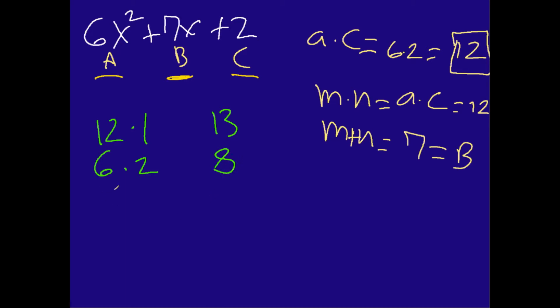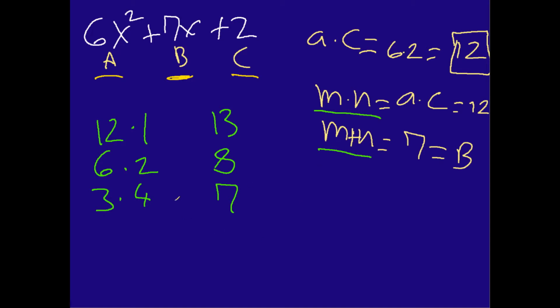Now, how about 3 times 4? Again, this will come to 12, but if we add 3 plus 4, we now get 7. So this one, 3 and 4, satisfies our first criteria, 3 times 4 will give us 12, but it also satisfies our second criteria: 3 plus 4 must equal 7. So we know that this will work. So this is what we get when we factor it out. See if you can follow my thoughts here.